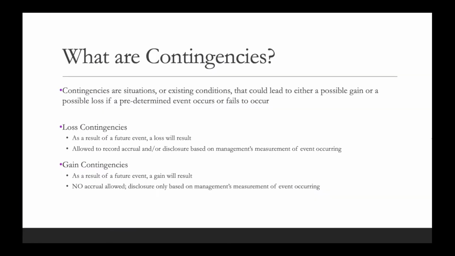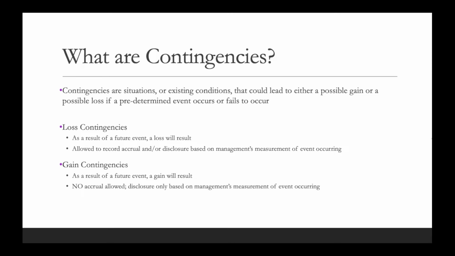So, what exactly are contingencies? Well, contingencies are situations or existing conditions affecting a company that could either lead to a possible gain or possible loss if a predetermined event occurs or fails to occur. So there's two types of contingencies, a loss contingency or a gain contingency.